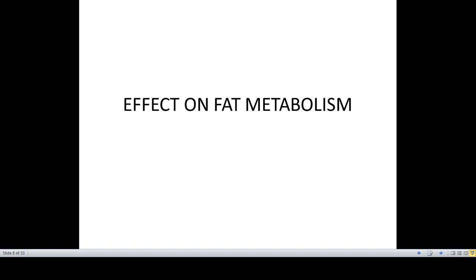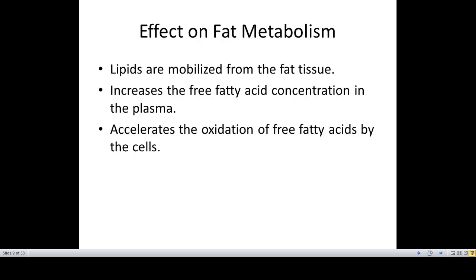Effect on fat metabolism. Under the effect of thyroid hormones, the lipids are mobilized from the fat tissue. The thyroid hormones increase the free fatty acid concentration in the plasma, and they also accelerate the oxidation of free fatty acid by the cells.